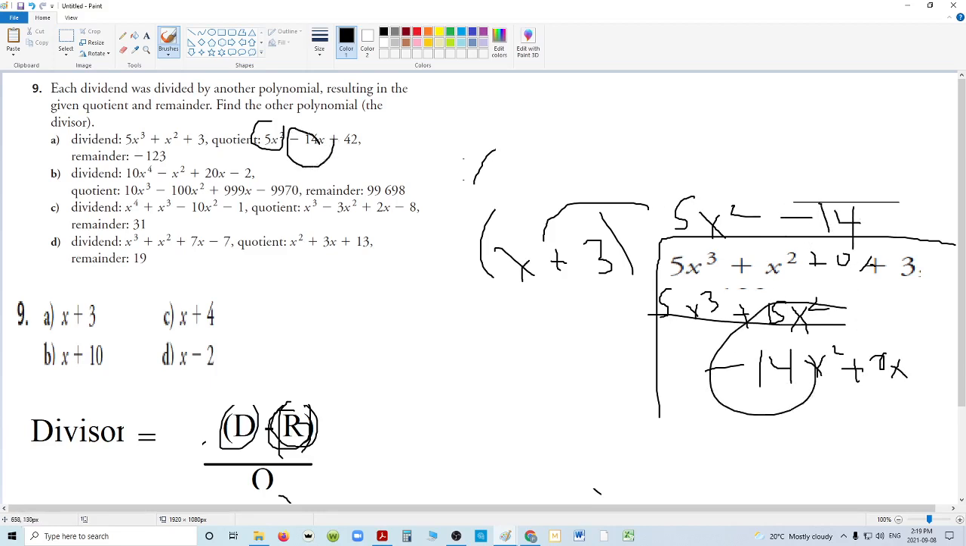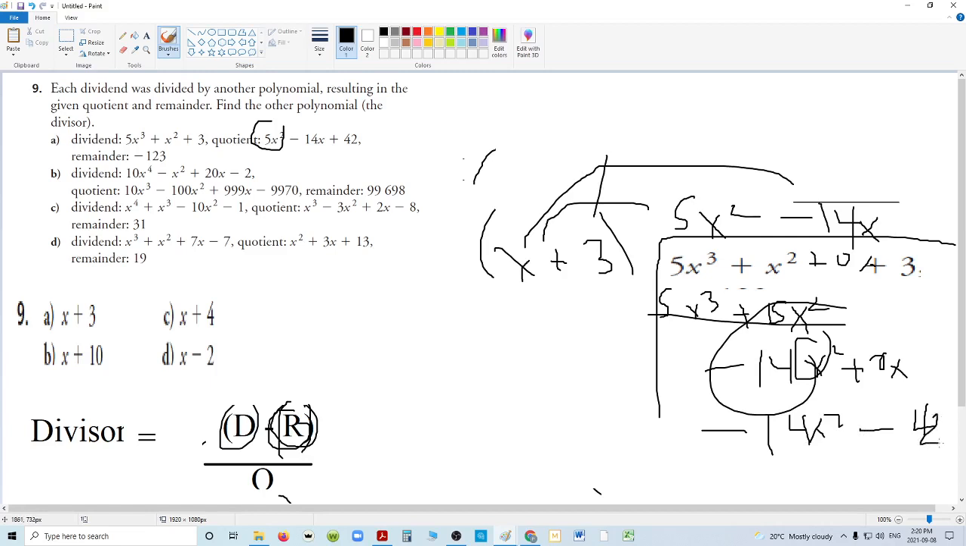And look at that. There it is over there. Minus 14x to get minus 14x squared. When I multiply times x, I get minus 14x squared. When I multiply times the 3, I get minus 42x. When I subtract this, I get plus 42x. And when I bring down the 3, I discover that my last number is plus 42.